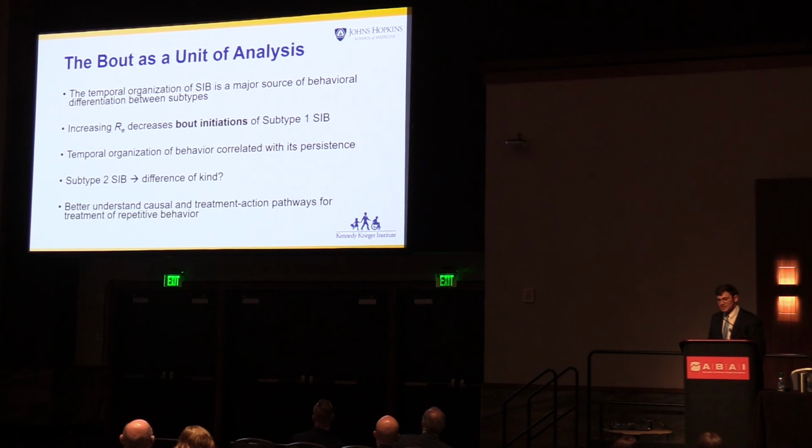So in sum, this kind of exercise tells us a couple of things. It tells us that the temporal organization of SIB appears to be a major source of behavioral differentiation between the subtypes. Increasing the level of background reinforcement decreases bout initiations of subtype 1 SIB. It doesn't affect any aspect in terms of the within-bout response rate or bout length for subtype 1 SIB, and it also doesn't affect anything for subtype 2 SIB.